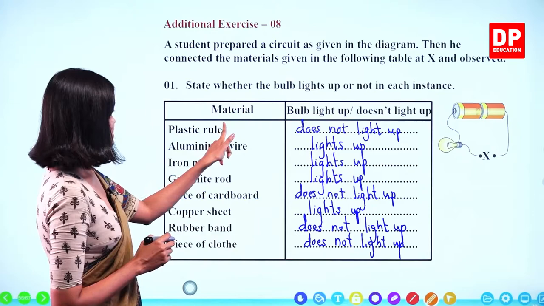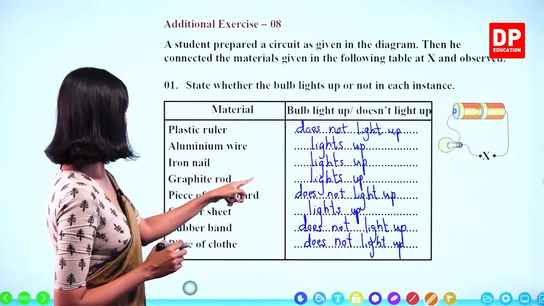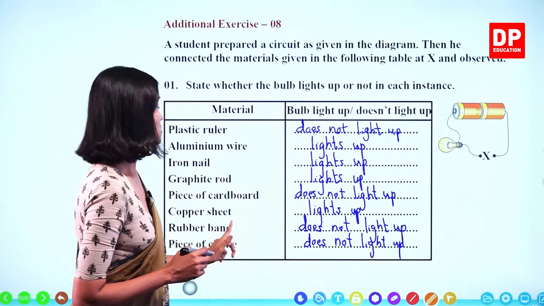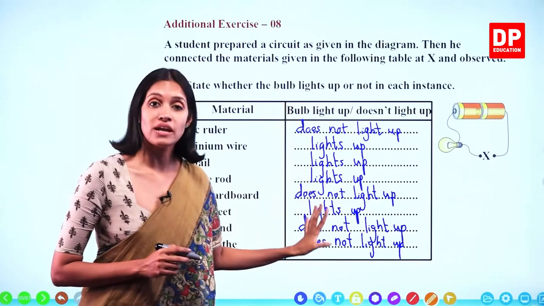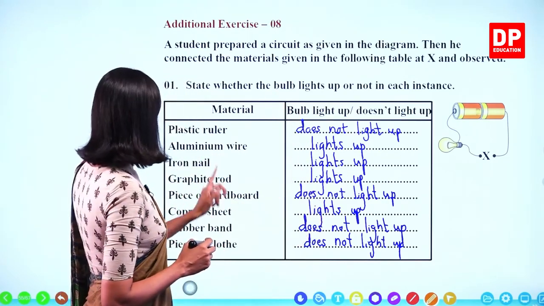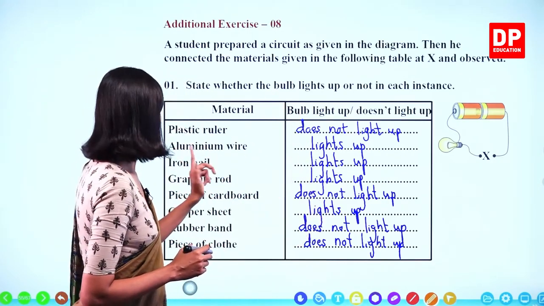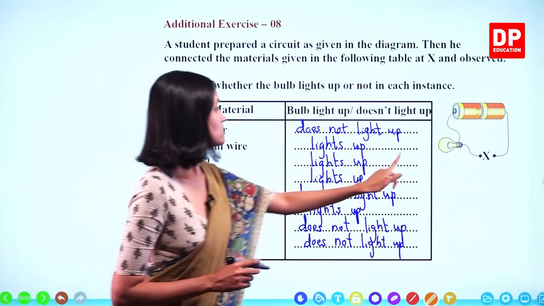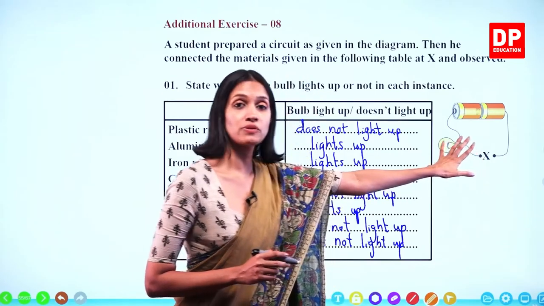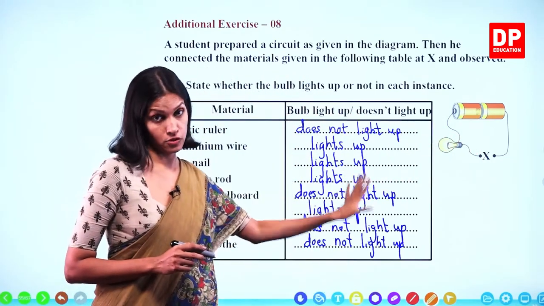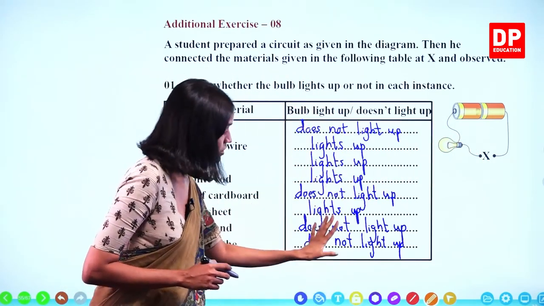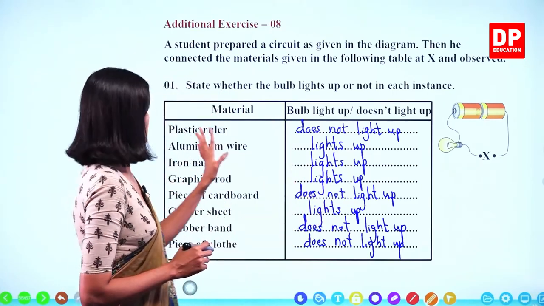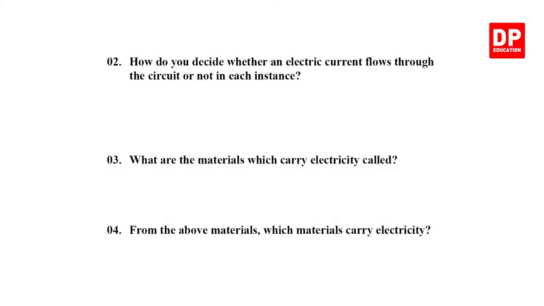So with plastic ruler, piece of cardboard, rubber band and piece of cloth, the bulb does not light up. But when we place the aluminium wire, iron nail, graphite rod and copper sheet in between these gaps, what will happen? The bulb lights up. Okay? You already know the reason for this. We'll move on to the next one.